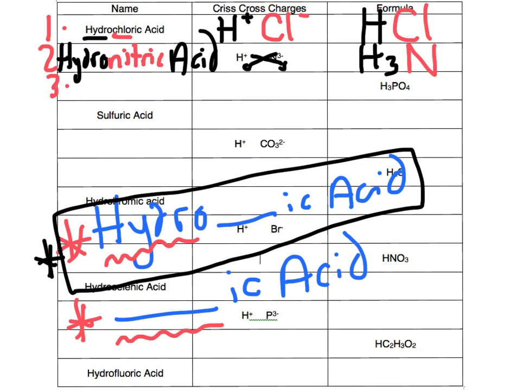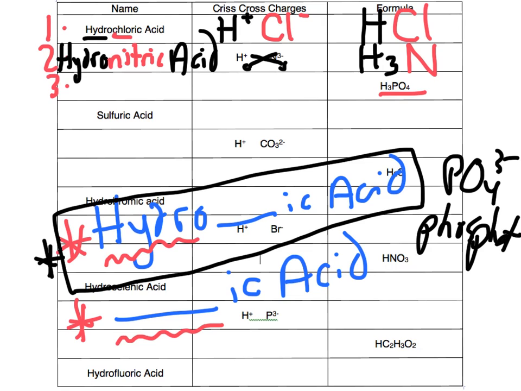Then last but not least, I have right here H3PO4. Now, I have H3PO4. PO4, that is not a simple ion. That is a polyatomic ion. So I have to remember, what is PO4 again? What is the name of that anion? There we go, that polyatomic anion. So I have H3PO4. All right, so PO4, in case you forgot, PO4 is phosphate.